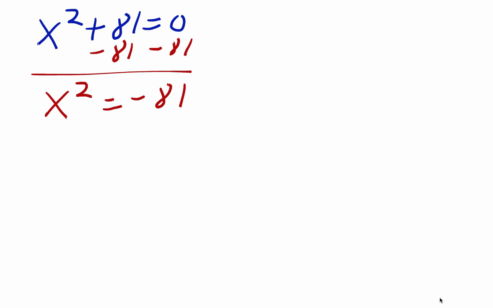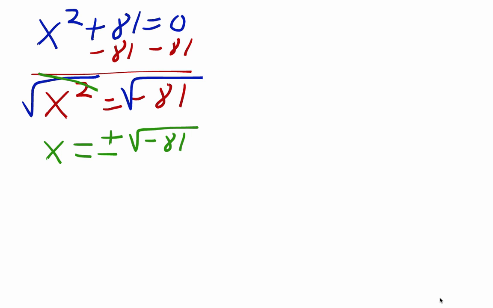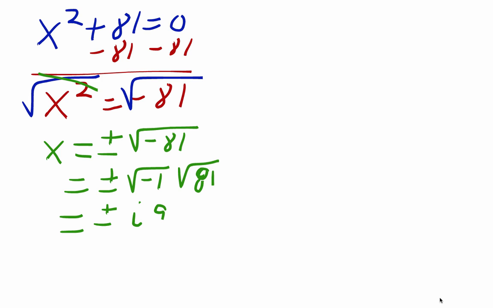And we know to get rid of a square, we take the square root of it. So we have to take the square root over here, because the square root and the square cancel each other out. So I'm left with x equals plus or minus, since it's a square root, because you could have two answers. Square root of negative 81. So that's plus or minus square root of negative 1, square root of 81, sorry, almost said the answer. And that equals plus or minus square root of negative 1 is i, and the square root of 81 is 9. So then my answer would be plus or minus 9i.